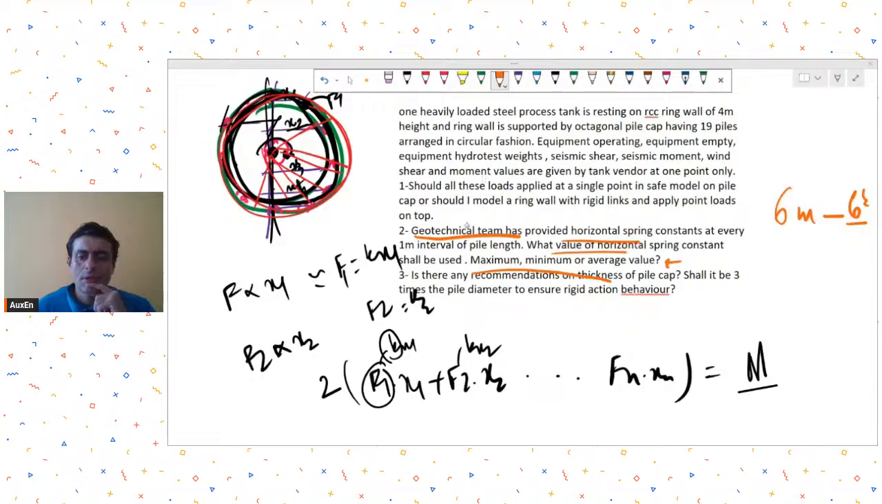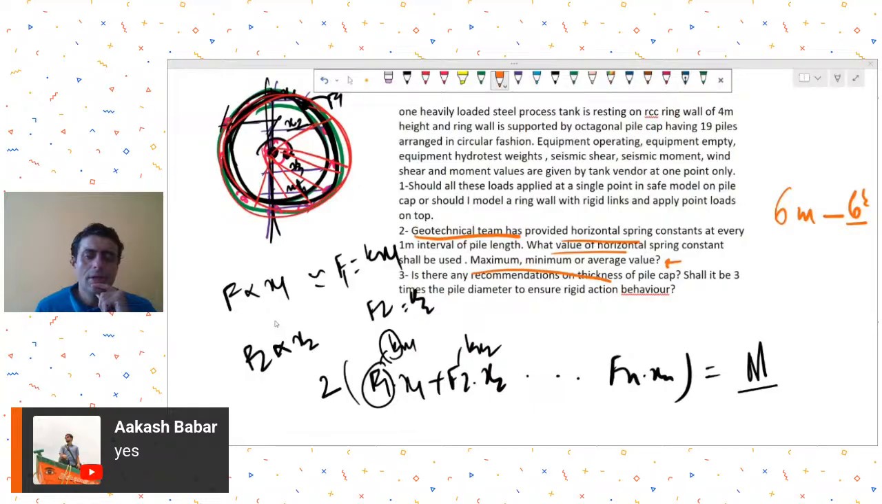I'm not sure if they give reports like this. Maybe for a 1 meter pile, they have given you a pile constant at 1 meter. For 2 meters, no, Mr. Akash is confirming that they have given. So if the pile is 6 meters, they have given 6 different spring constants at 1 meter intervals. This is a new thing to me also.